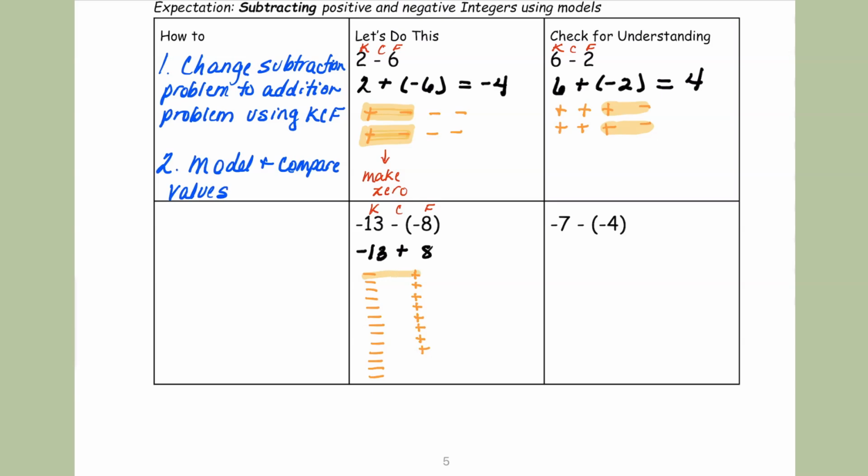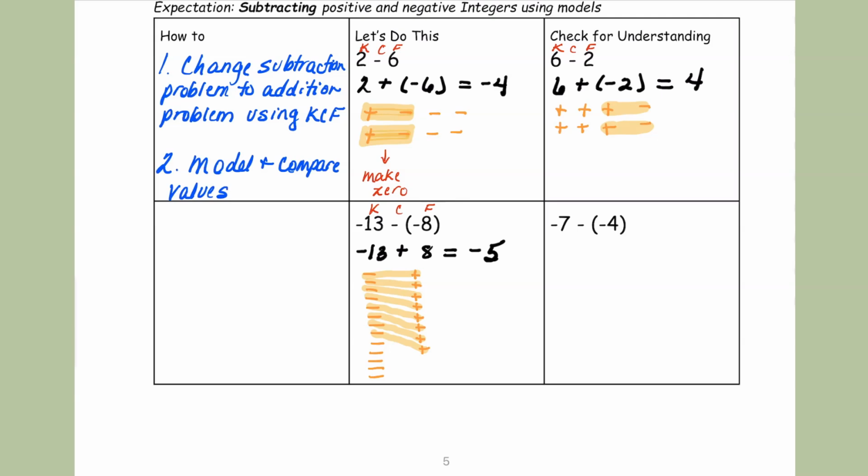1 positive and 1 negative will cancel out to 0. So I'm just using my highlighter to show that 1 positive matches with 1 negative, and those will be canceled out. We're going to essentially pretend like those are not there. What's left over when we're finished with those positives and negatives canceling out? Well, we're left with negative 5, or 5 negatives remaining.